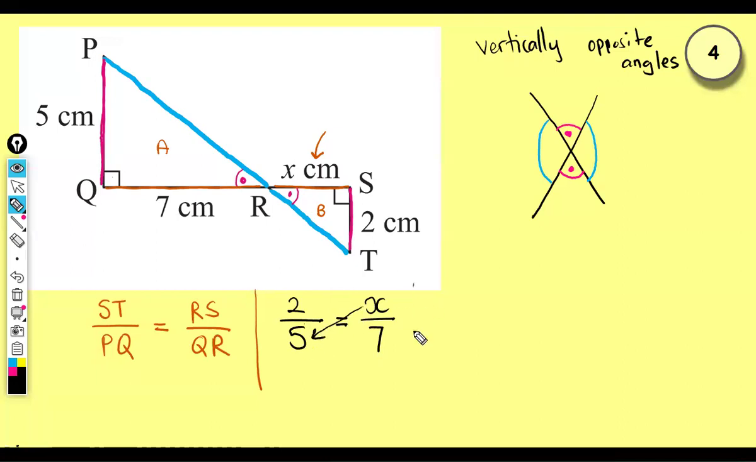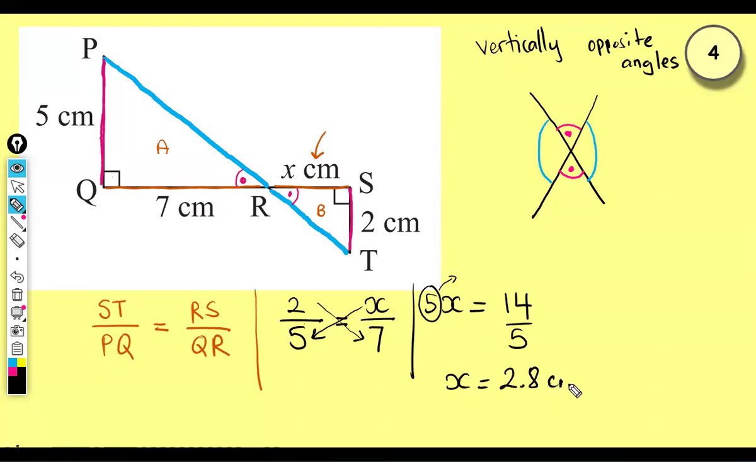5 by X is 5X. 2 by 7 is 14. So it's just to solve for X, right? Throw across a multiply, you're going to get a divide. 14 divided by 5, I'm getting 2.8. I'm not too sure why so many people got 5 and 4.3. Right? I'm getting 2.8.